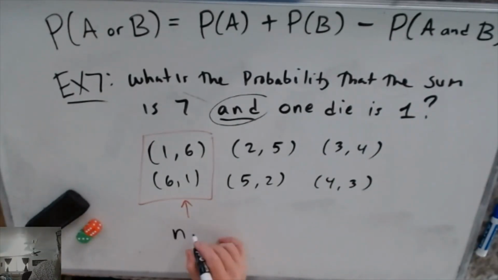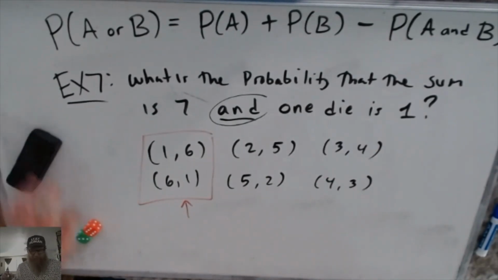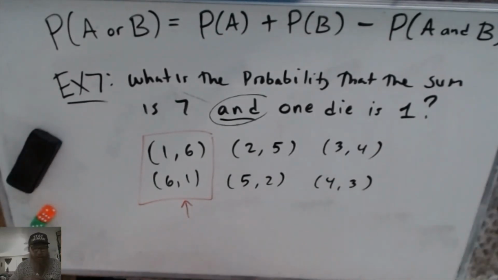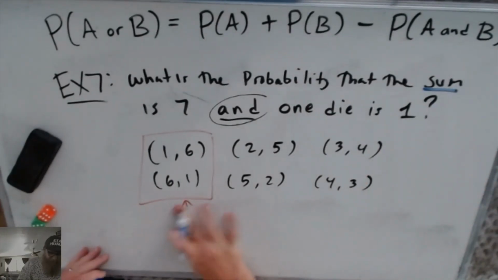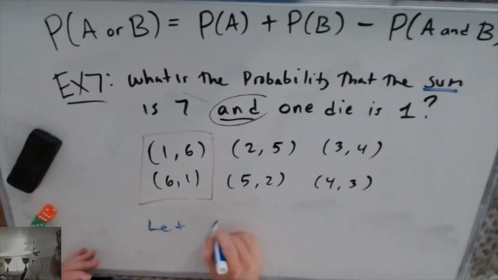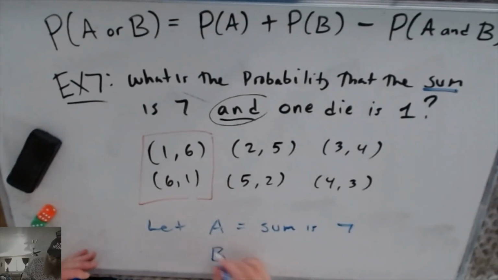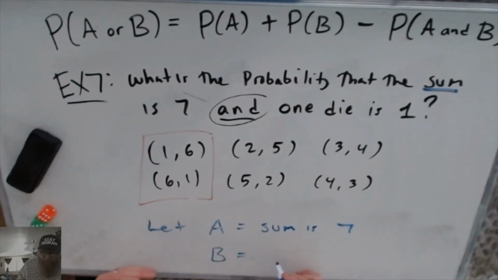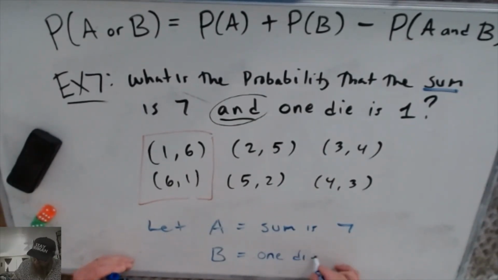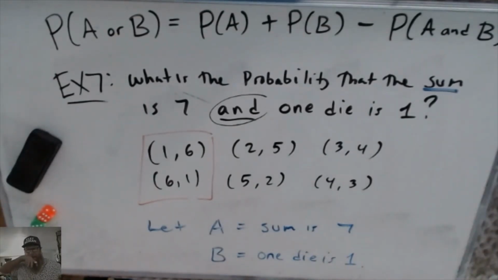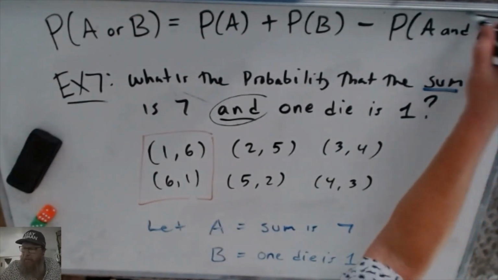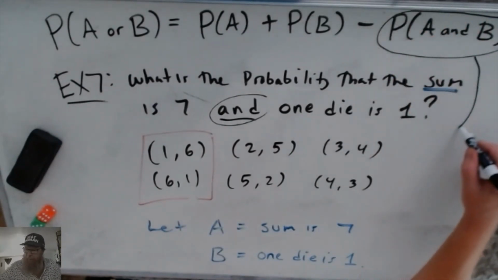So the number, let's be careful about this. Let's call this, the sum is 7. So let's actually write this out. Let A be the sum is 7. Let B be one die is a 1. And so we're just going to calculate this piece right here for now.